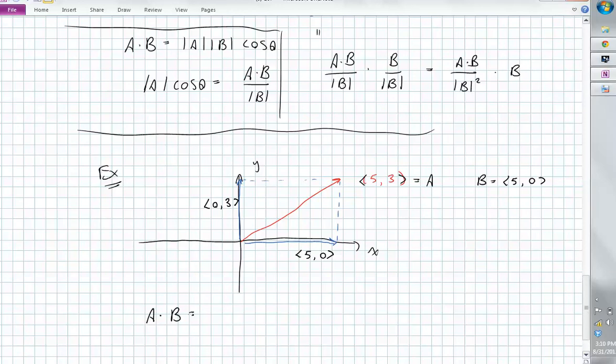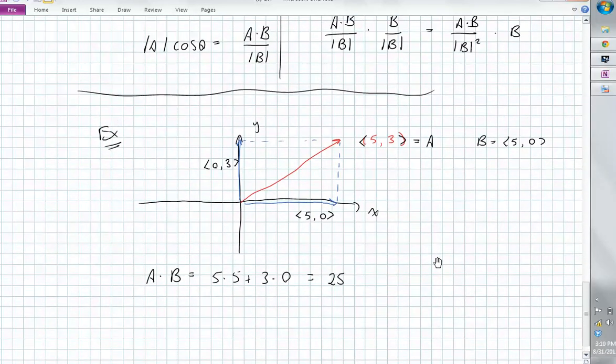A dot B. What is A dot B? 25, exactly. It's 5 times 5 plus 3 times 0. Make sense? Multiply the first coordinates, multiply the second coordinates, add them together. Okay. What is the length of B? Or better yet, what's the length of B squared? 25. So that's 5 times 5 plus 0 times 0, 25.